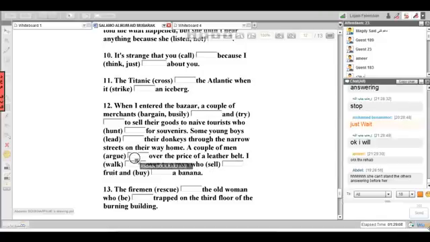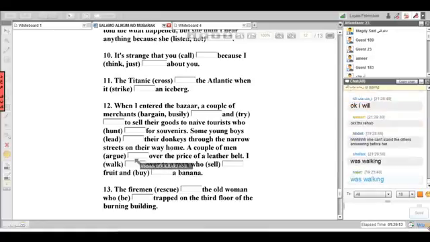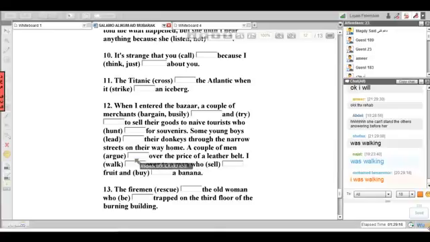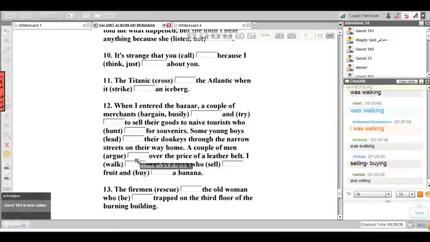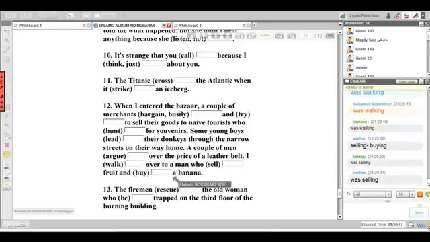Okay, go on. We are in the 13th question. Okay, the fireman rescued the old woman who be trapped on the 3rd floor of the burning building. Okay, the right answer is rescued. It's rescued the old woman who.